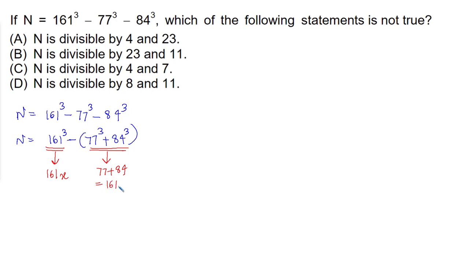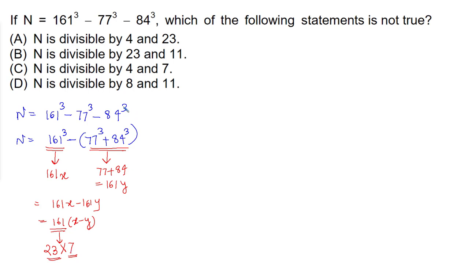We can write it as 161 into y. So over here 161x minus 161y, this is going to be how much? 161 into x minus y. So this is a multiple of 161. If this is a multiple of 161, then this is a multiple of 23 also, and this is a multiple of 7 also. So from this we can see that 23 and 7 are the factors of n.